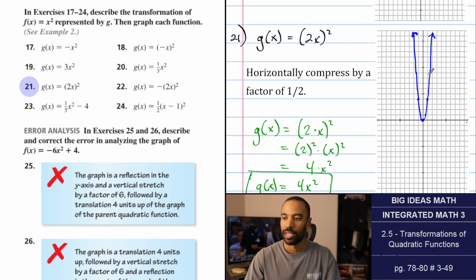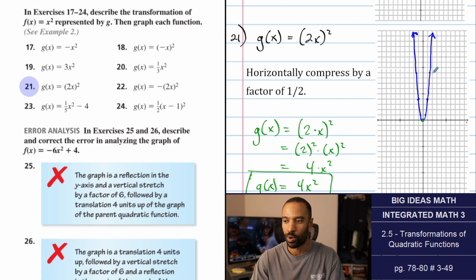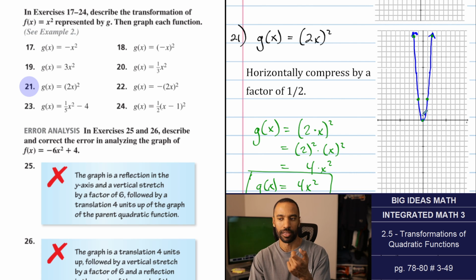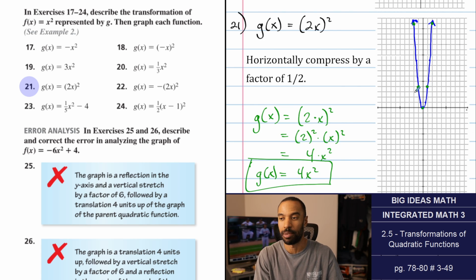But take a look at these points here if we vertically stretch by a factor of 4. Here's the (0, 0), right? What does vertically stretch by a factor of 4 mean? Instead of (1, 1), we do (1, 1 quadrupled), (1, 4). Boom, that's that point. Instead of (2, 4), it's (2, 16). Boom, that point. It's still the same graph.